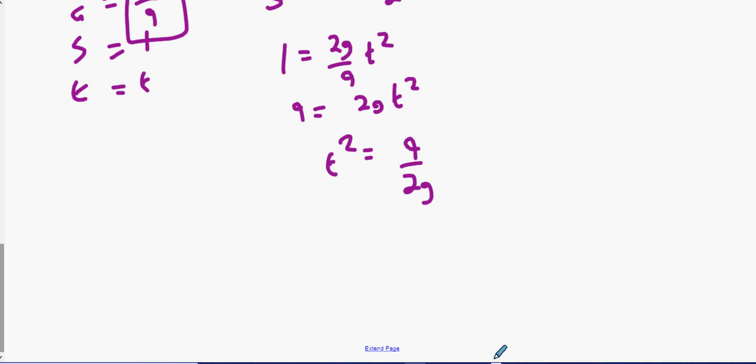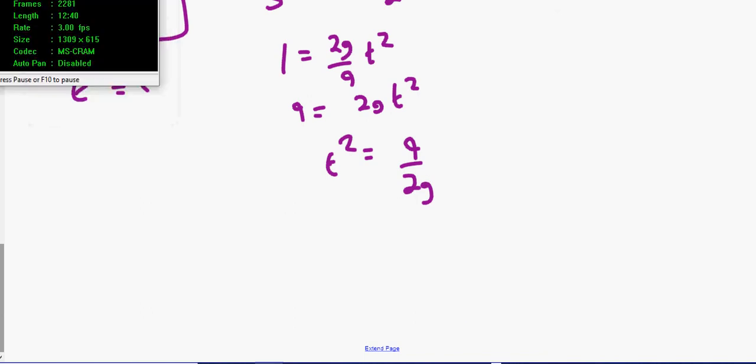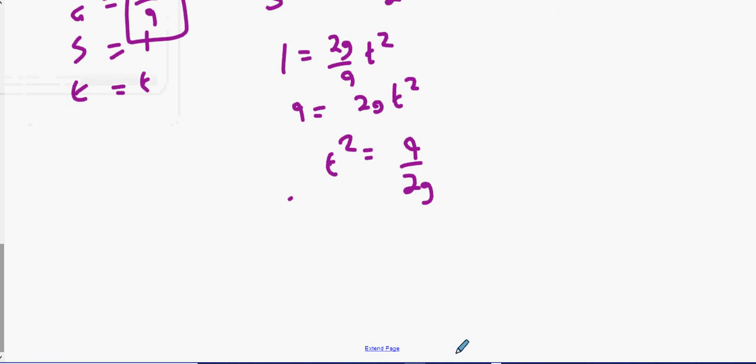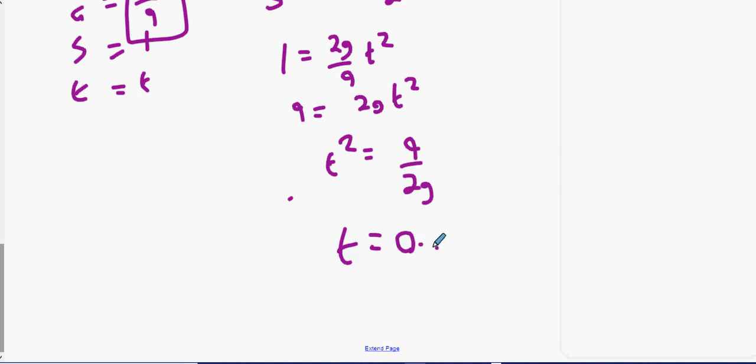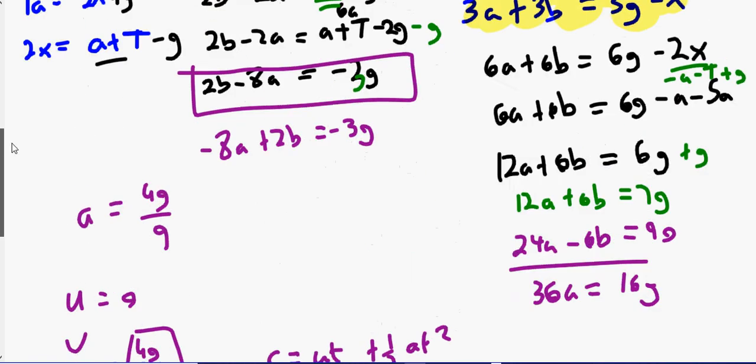Give me a sec. Sorry guys. Alright, so here's hoping. 9 divided by 2 times 9.8, because that's what gravity is. And yeah, 4.5, square root that. T is 0.6778 to be honest. Right, and that is the correct answer. Thank God. It says 0.677, but it's actually 0.678.